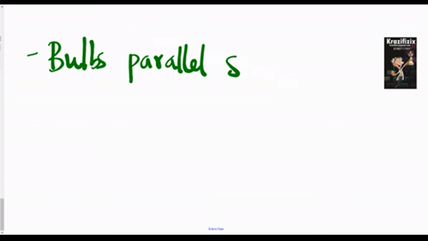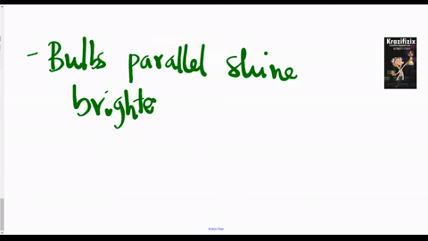All right. I want us to see something. I think we'll see that again in the next animation. Light bulbs that are connected in parallel actually shine brighter. This is very, very important. They shine brighter than if they are connected with the same resistance in series.